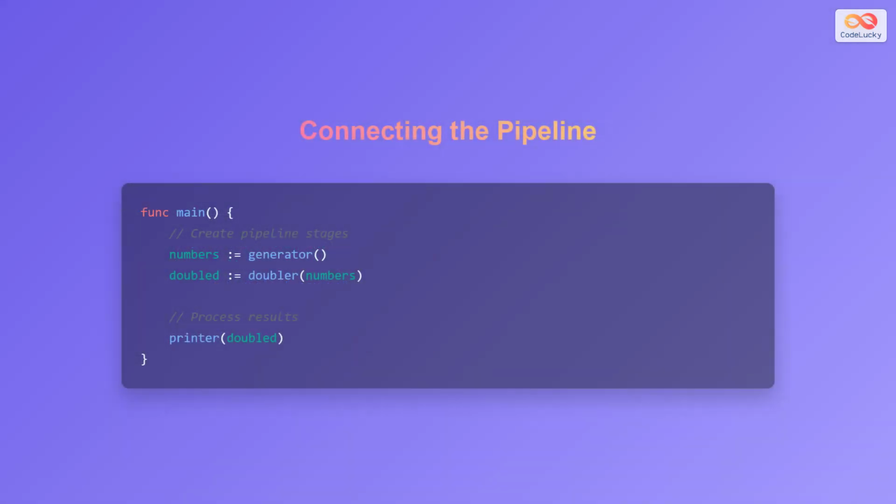Now, connect the stages to form a complete pipeline. In the main function, first the numbers are generated using the generator function. The numbers are then doubled using the doubler function, and finally the doubled numbers are printed using the printer function.